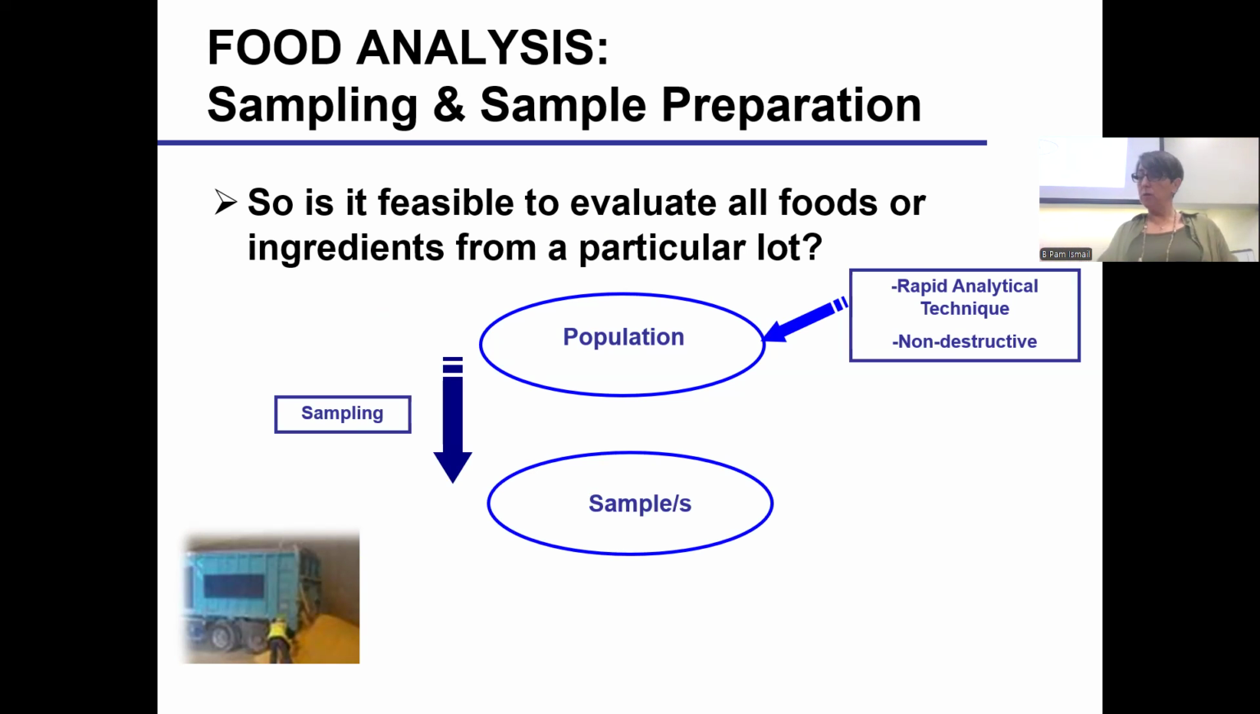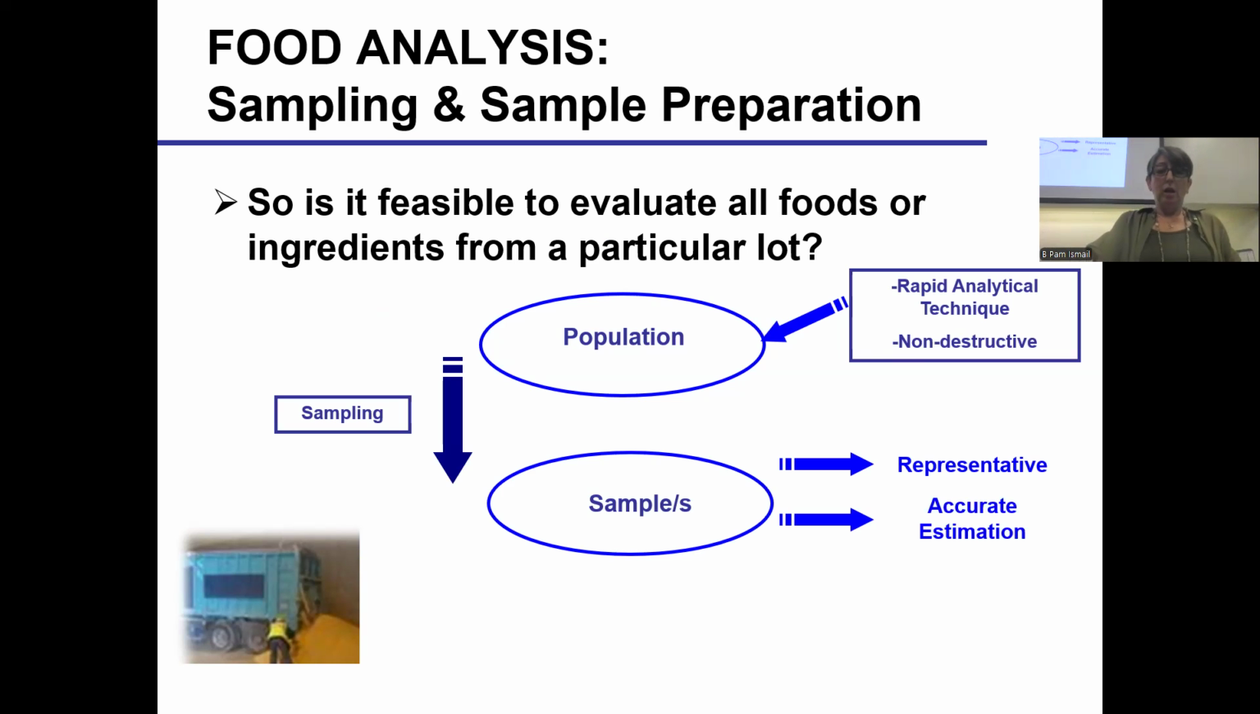But oftentimes we have to sample. We take several samples representative of the entire population. So we're going to spend time talking about what we mean by representative. How do we determine that this is representative of the entire population? Try to get an accurate estimation of how many samples we need for a particular set of samples or a population.